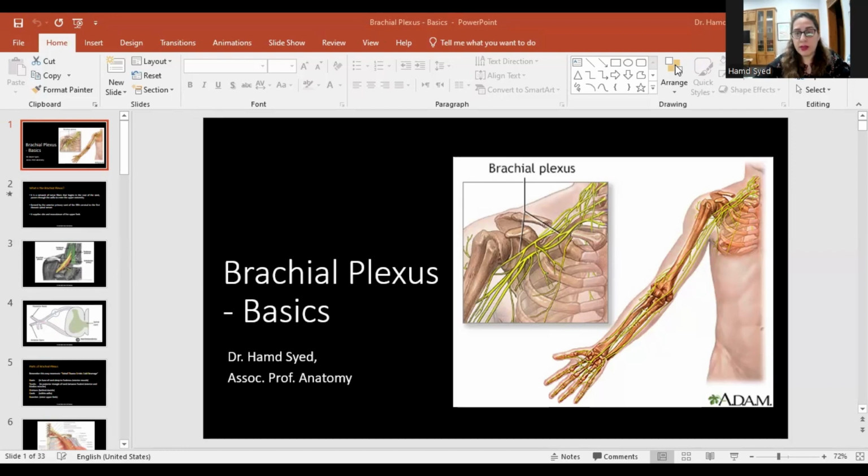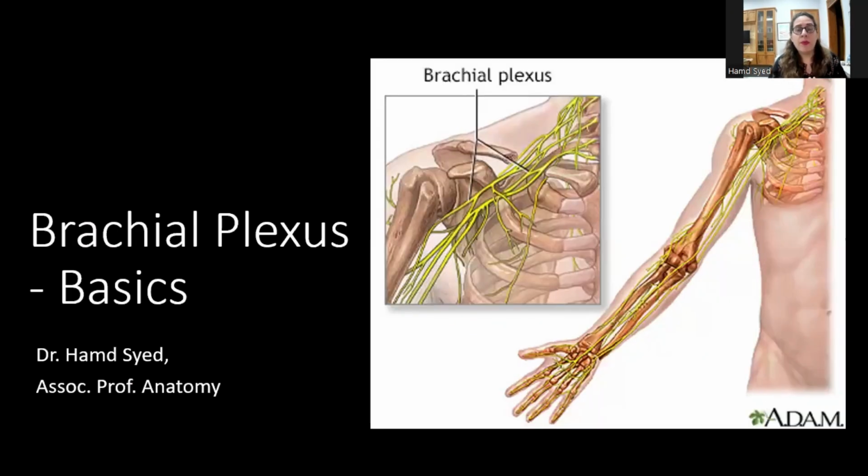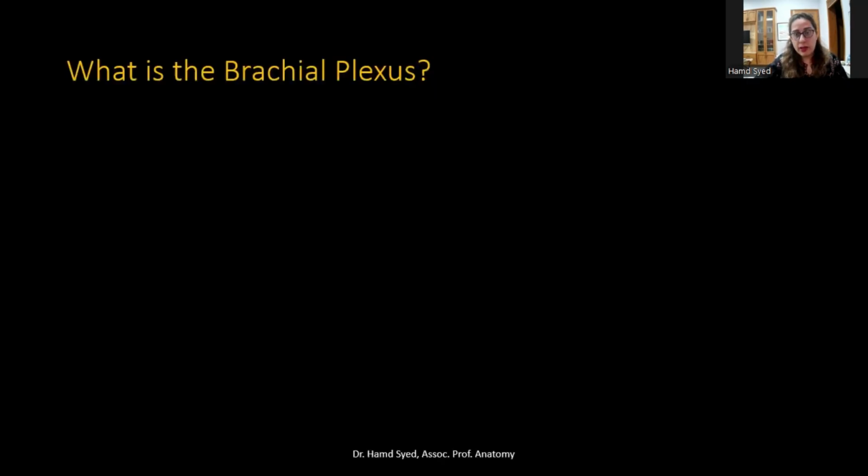Today I'll be revising the brachial plexus. Now this is a very important topic of gross anatomy, and as you all know, the keystone of the anatomy of the upper limb is the brachial plexus. This is an important plexus or network of nerves which is going to supply the upper limb. And so today we are going to be covering the essentials or the basics of the brachial plexus.